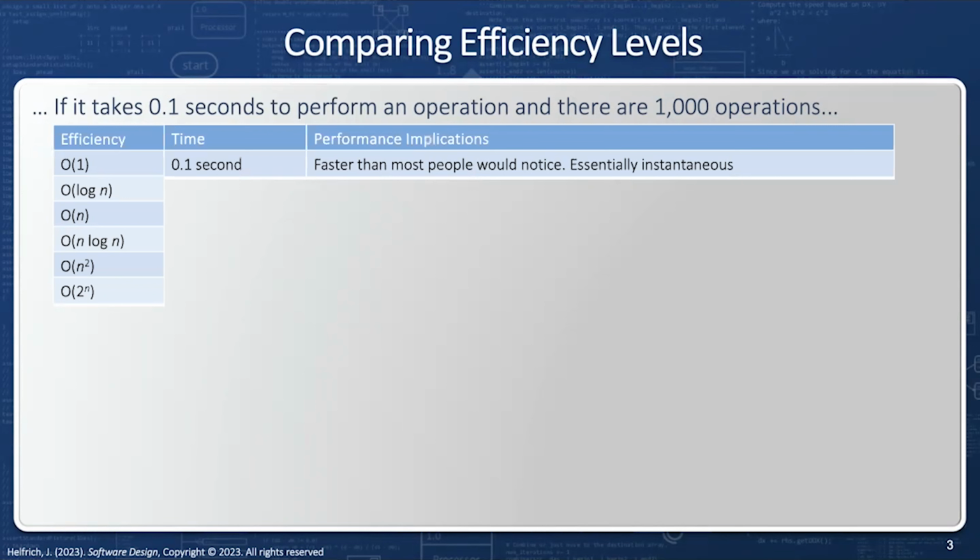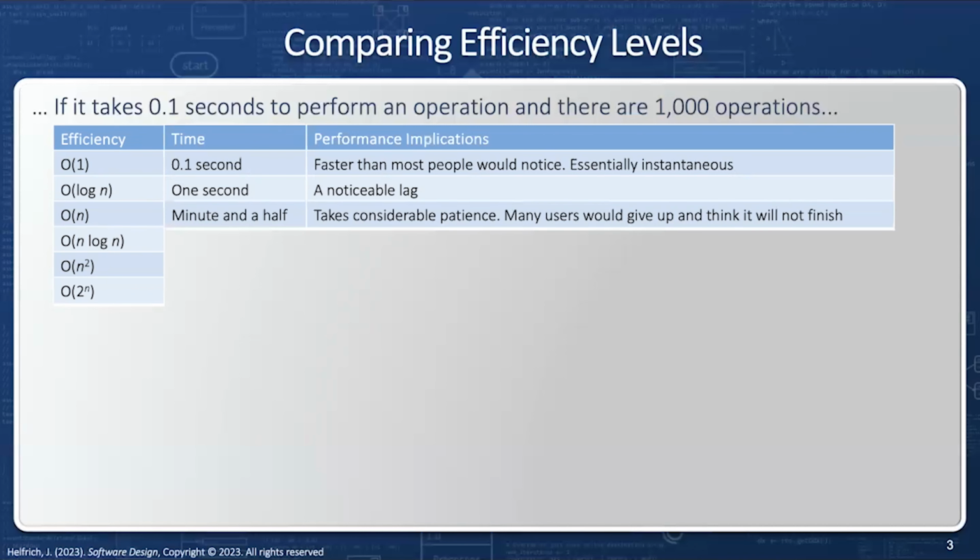Really, it's instantaneous. Now, let's say it's log n. 2 to the 10 is 1,024, so therefore log n is approximately 10. So 10 times 0.1 second will be a 1 second overall execution time. And most people would notice a lag, but it wouldn't be a big deal. Most people would tolerate that. All right, let's say it's linear. Then 0.1 second times 1,000 operations will be 100 seconds, which is about a minute and a half. And it takes patience. Many users would give up and think it will not finish. They won't bother to see if it ever executes.